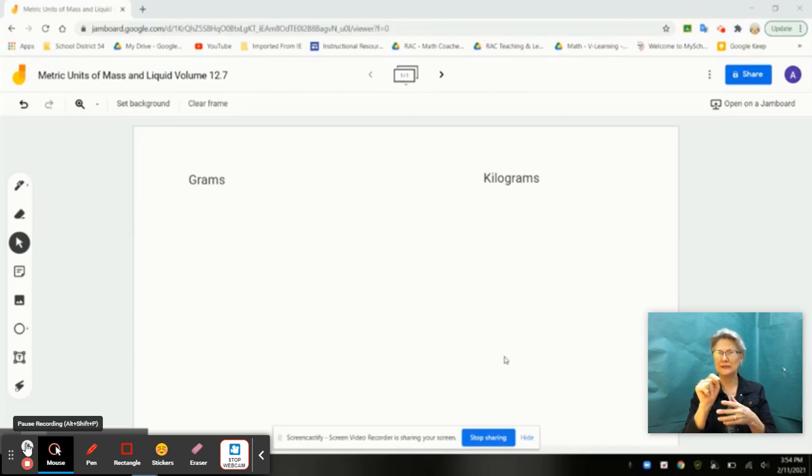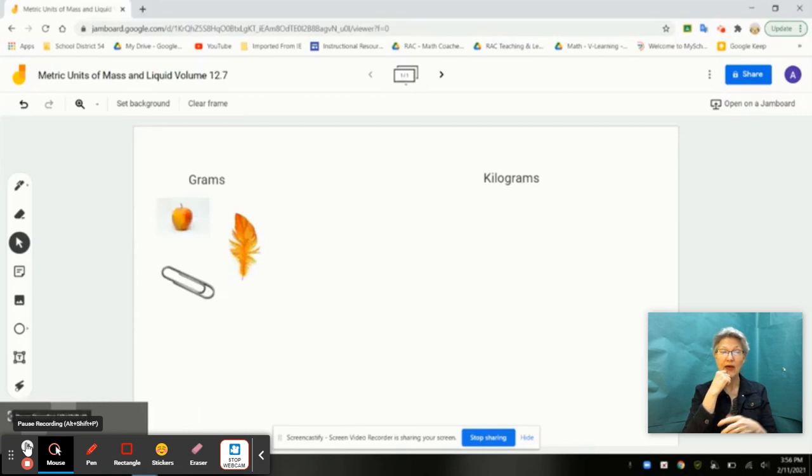Now, when you think about grams and kilograms, what are some objects that you see in the real world that remind you of grams? Okay, those are some great ideas. Here are some of the objects I think of when I think of grams. An apple, a feather, and a paperclip. Now, a feather or a paperclip might just weigh 1 gram, but an apple is going to weigh several grams.